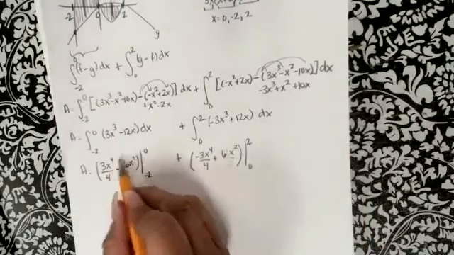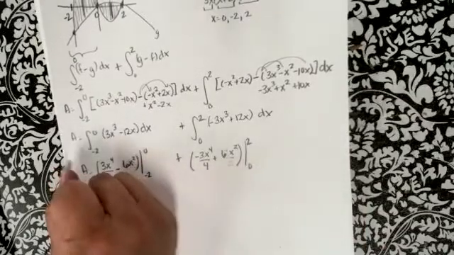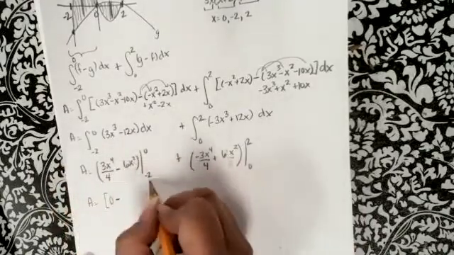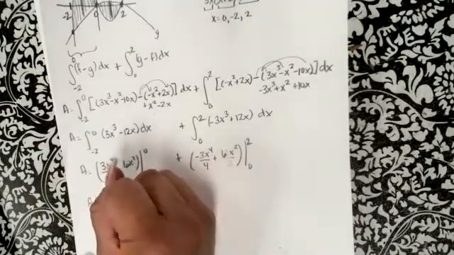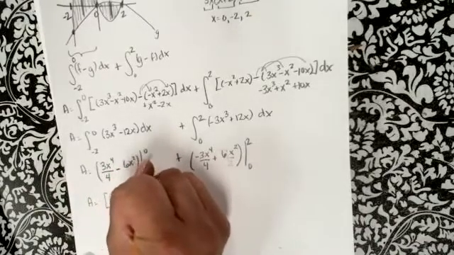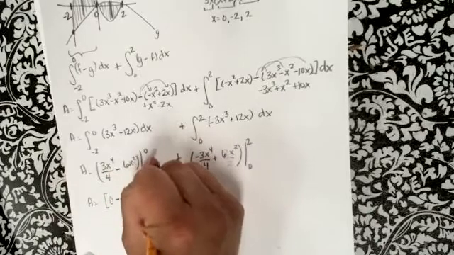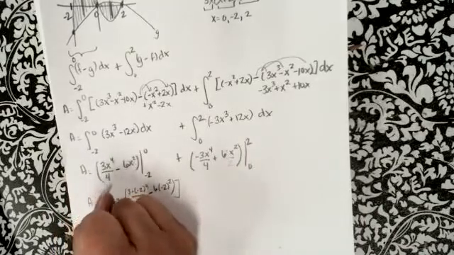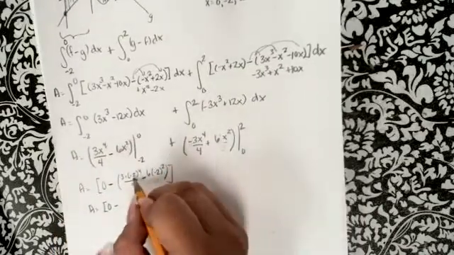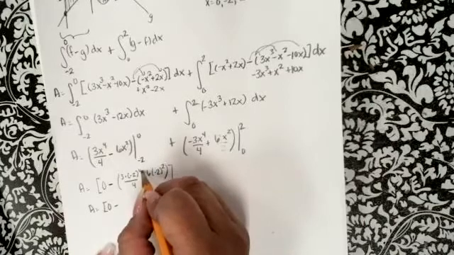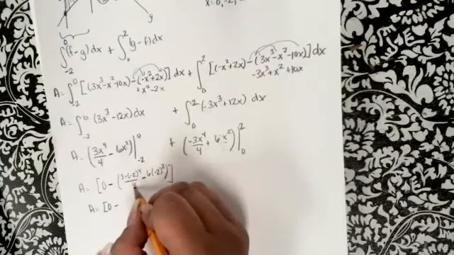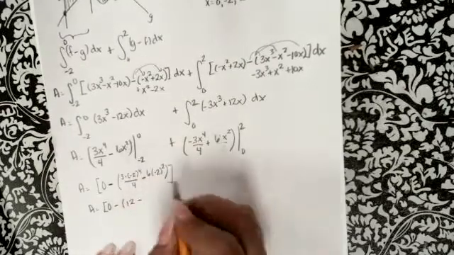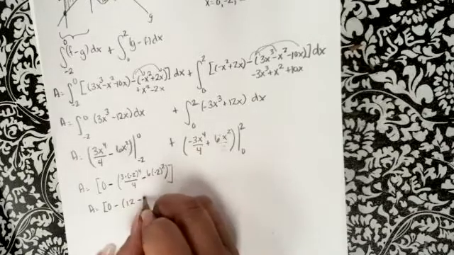Now, when I plug in my upper, that's just going to be a 0 there. That's just going to be a 0. Now, when I plug in my lower, I'm going to have 3 times negative 2 to the 4th power over 4 minus 6 times negative 2 squared. 2 to the 4th, that's 16. 16 divided by 4 is going to be 4, and 4 times 3 is 12. This is going to be a 4. 4 times 6 is 24.